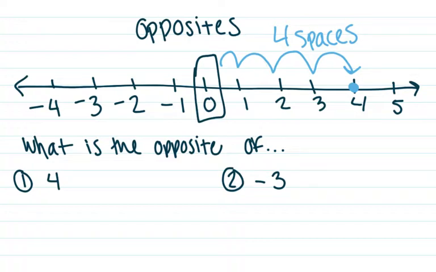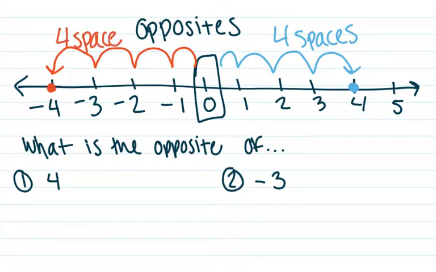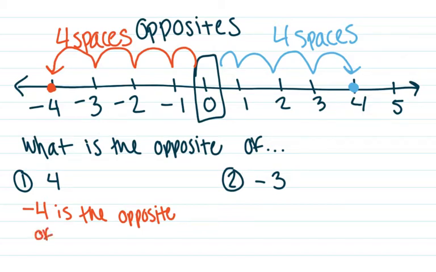So from 0, I'm going to count 4 spaces. 1, 2, 3, 4. And so we can see that the number that lives the same distance from 0, just going the opposite direction, is a -4. So -4 is the opposite of a +4. They live the same distance from 0.